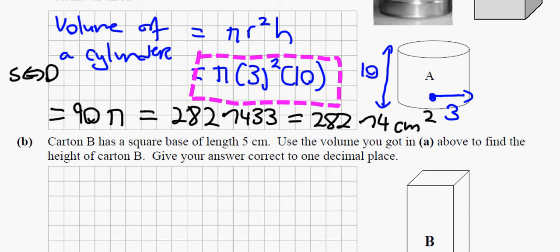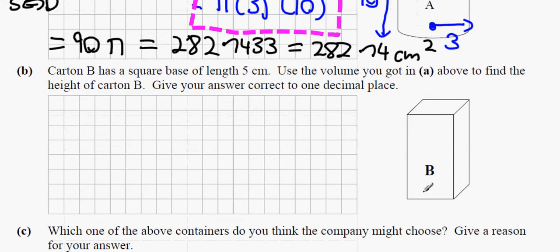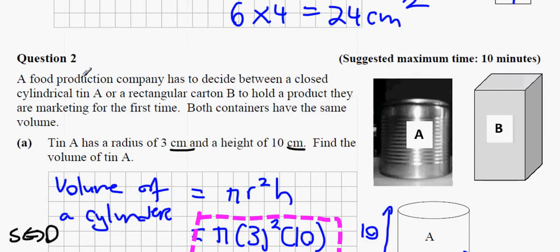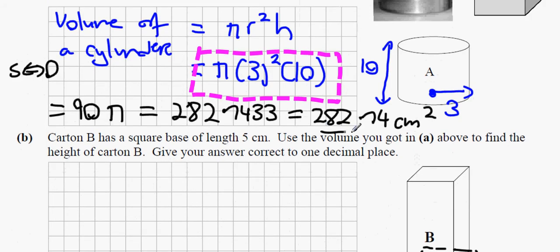Carton B has a square base of length 5, so it's 5 by 5. Use the volume you got in A above to find the height of carton B. Give your answer to one decimal place. We're told both containers have the same volume, so the answer for the volume of the cylinder is the answer for the volume of the carton.